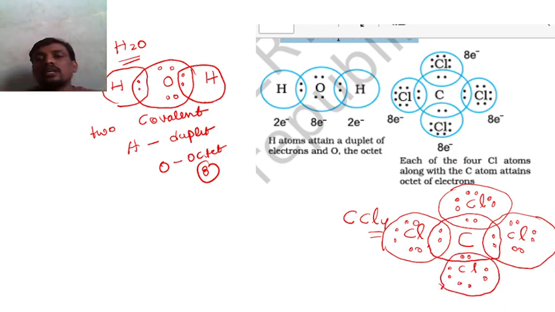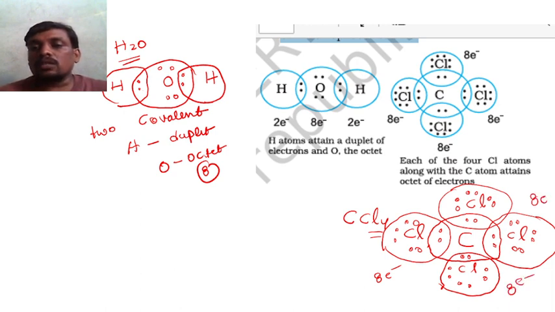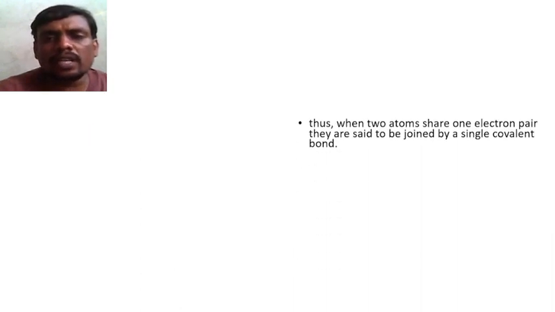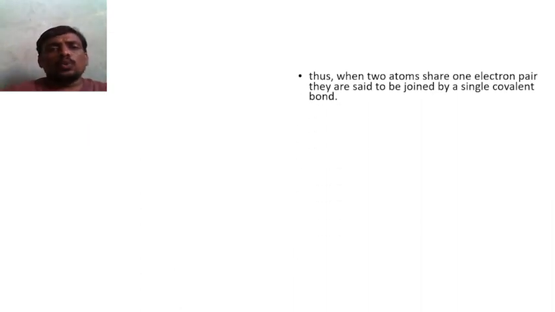This kind of bonding is commonly observed with 8 electrons. Here 8 electrons are there for this chlorine, 8 electrons are there for this chlorine, 8 electrons are there for this chlorine. Finally, when two atoms share one electron pair, they are said to be joined by a single covalent bond.